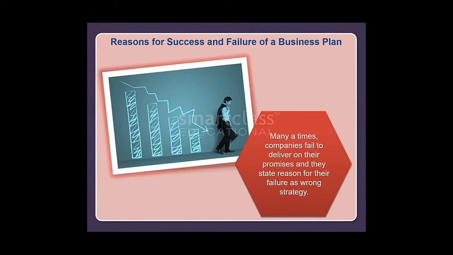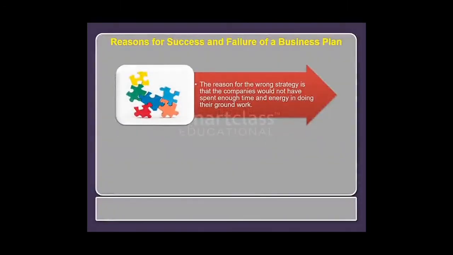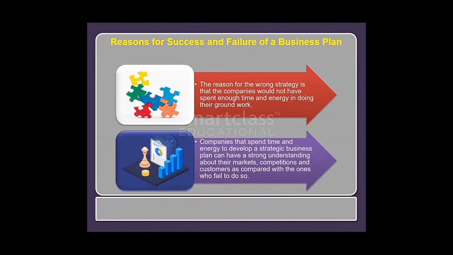Many a times, companies fail to deliver on their promises and they state the reason for their failure as wrong strategy. The reason for the wrong strategy is that the companies would not have spent enough time and energy in doing their groundwork. Companies that spend time and energy to develop a strategic business plan can have a strong understanding about their markets, competitions, and customers as compared with the ones who fail to do so. However, why do many of these plans fail?